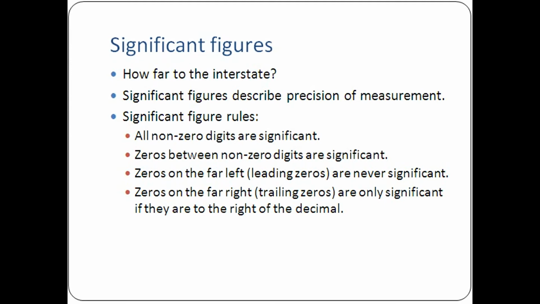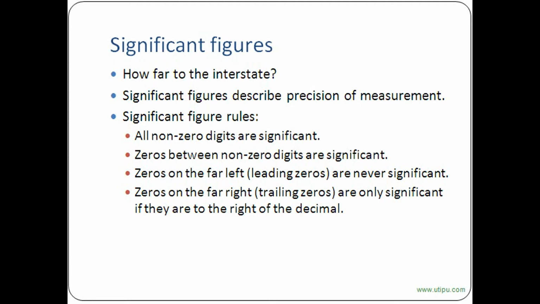So significant figures describe the precision of a measurement, how precisely you measured something. If you see a number that's already been put into significant figures, sometimes we have to figure out exactly how many significant figures it has, so that when we do calculations with it later, we can do them correctly. The first rule for significant figures is that all non-zero digits are significant.